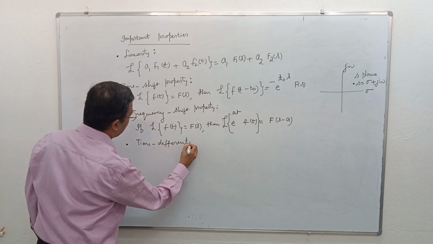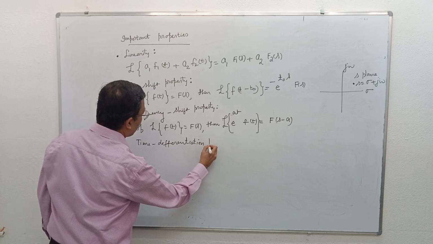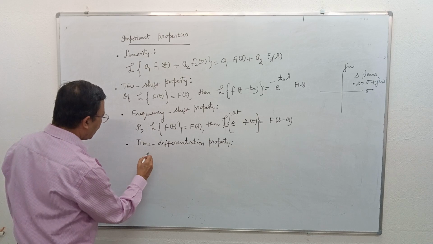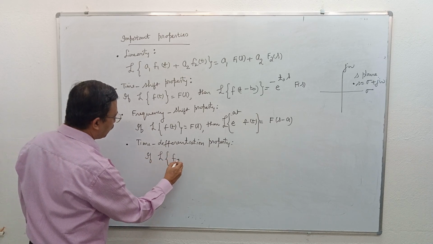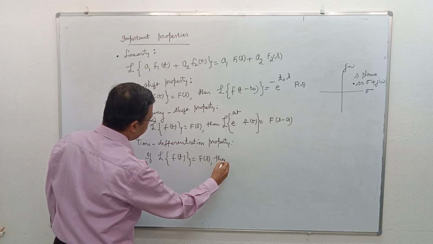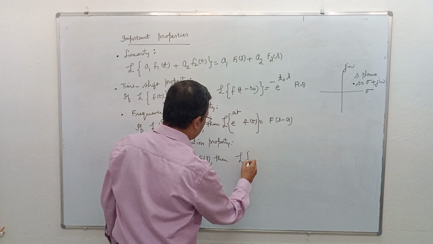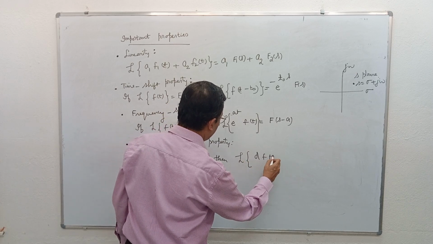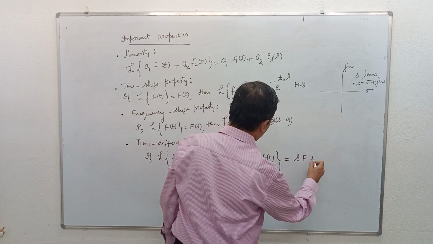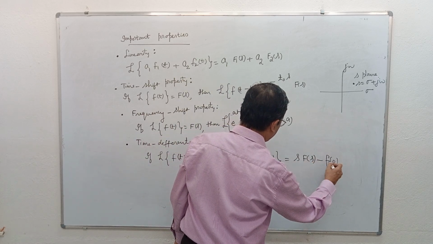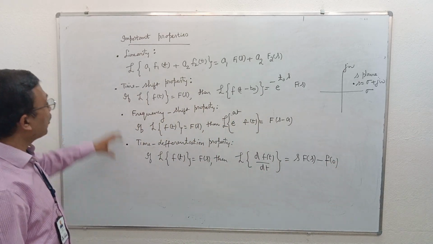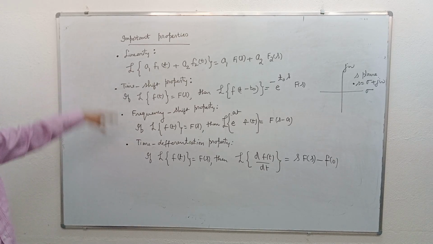Last property is time differentiation property. If Laplace transform of f of t is equal to F of s, then Laplace transform of df of t by dt is equal to s into F of s minus f of 0. This is called time differentiation property. These four properties are sufficient for us to study this module.